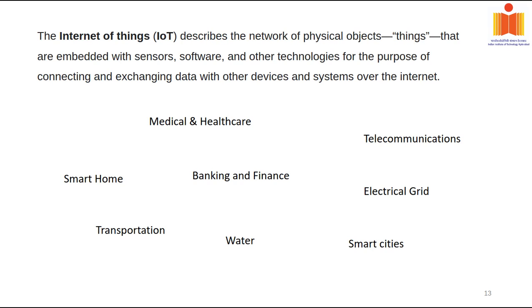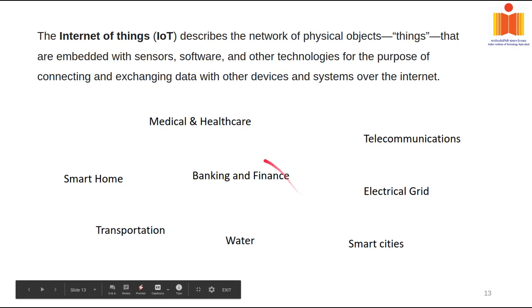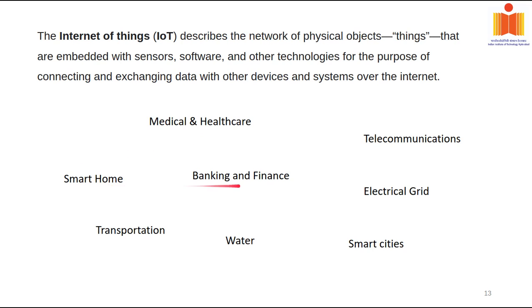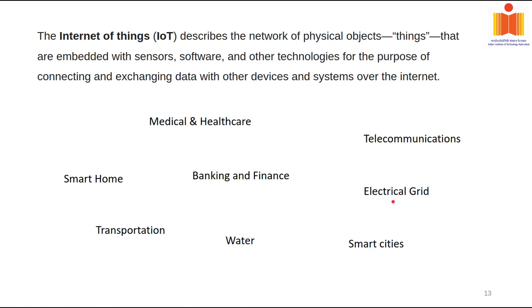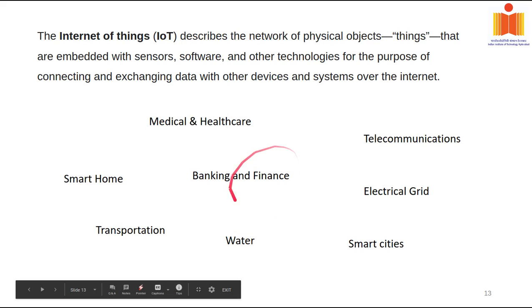So there are so many benefits and applications for it. Now for example, these are very broad areas. So medical and healthcare, smart home, banking and finance, telecom, transport, water, smart cities, electrical grid. You can also say some manufacturing plant, smart manufacturing plant, factory, and some control systems. So many applications are there. So for this particular IoT.